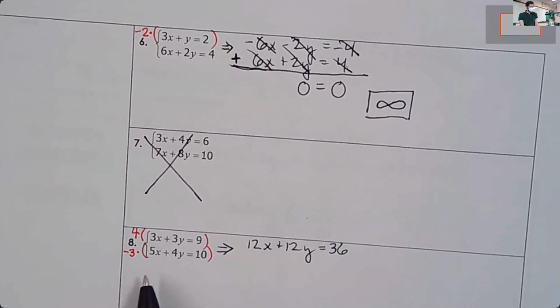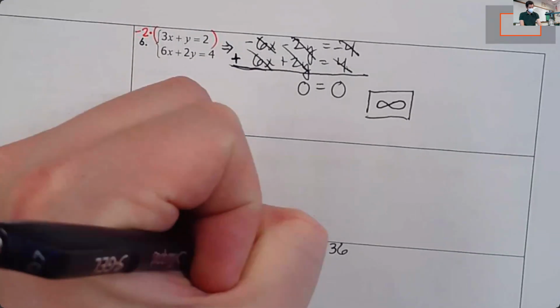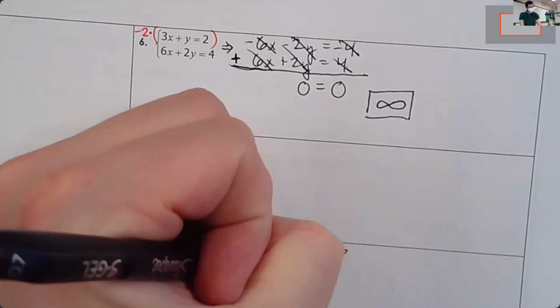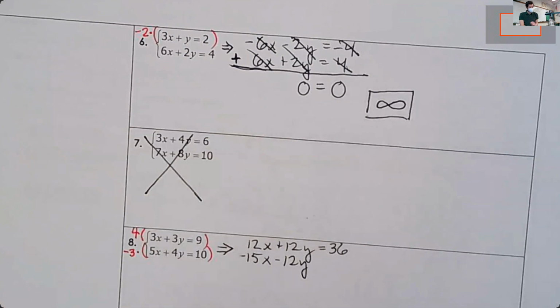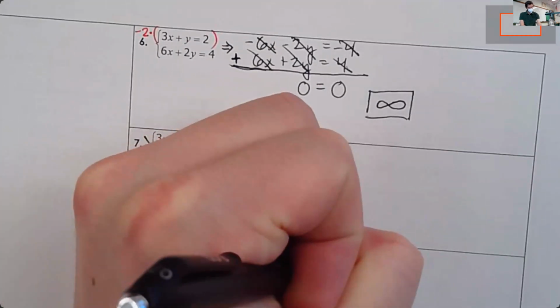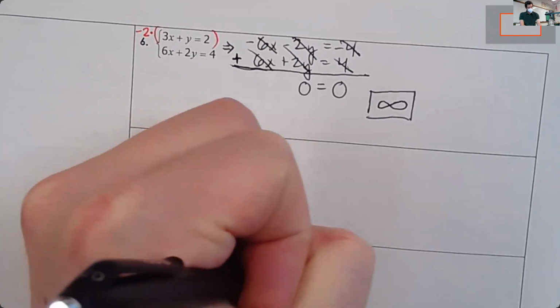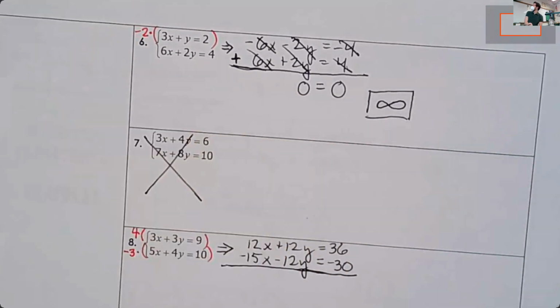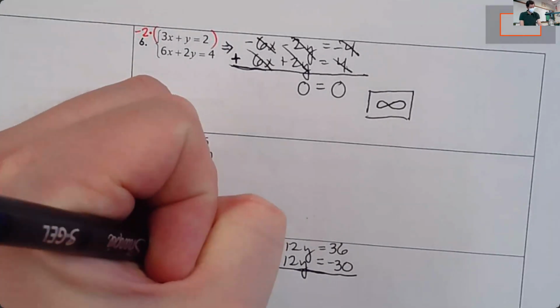And on the bottom equation, we're multiplying here as well. So -3 times 5x is -15x. -3 times 4y is -12y. And then -3 times 10 is -30. So both equations here had to be multiplied in order to get the same, or in this case, opposite values in front of one of our variables. And because they're opposite values, we're going to add them together. Two equations get added.